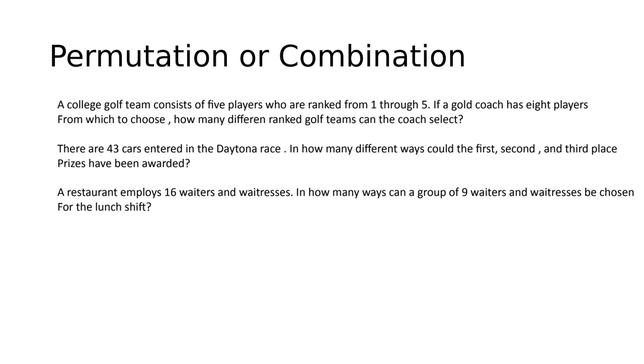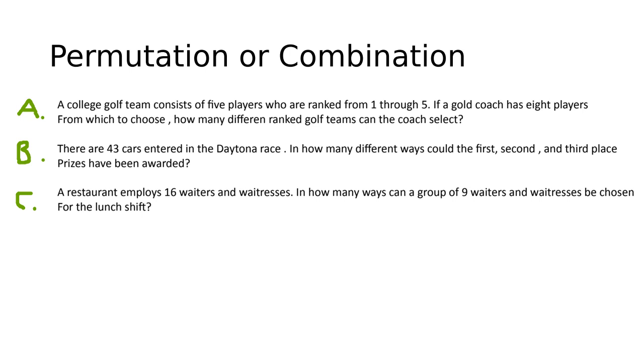We'll call this A. And then B is, there are 43 cars entered in the Daytona race. In how many different ways could the first, second, and third place prizes have been awarded? And then letter C, a restaurant employs 16 waiters and waitresses. In how many ways can a group of 9 waiters and waitresses be chosen for the lunch shift?